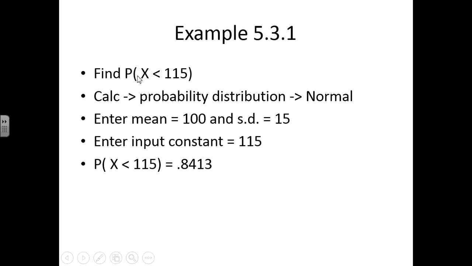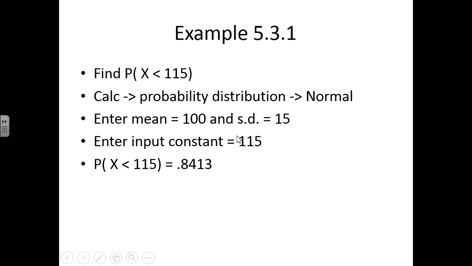So let's look at example 5 in chapter 5, section 3, number 1. It says find the probability that x is less than 115. We go to calc, probability distributions, normal. But this time, we need to change the mean and the standard deviation. In this problem, we are told that the mean IQ is 100 and the standard deviation for IQs is 15. So we change these numbers and we put our input constant into 115.